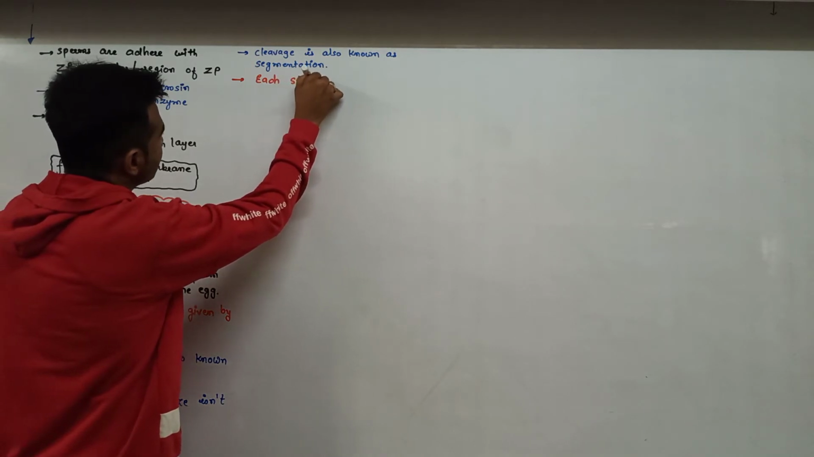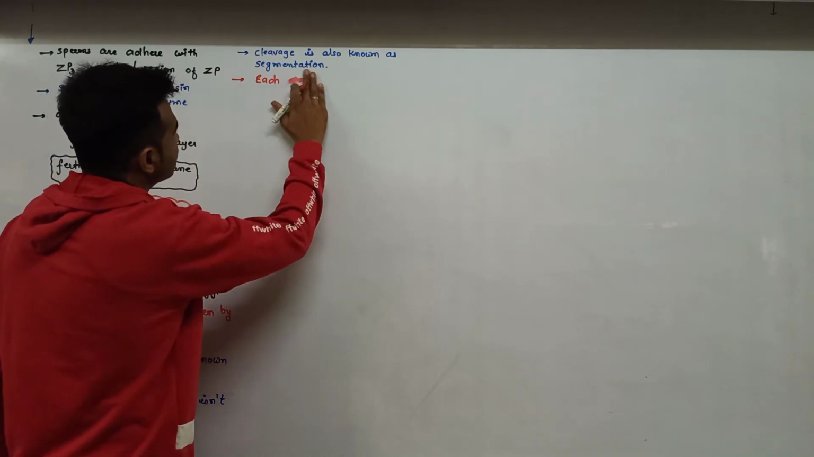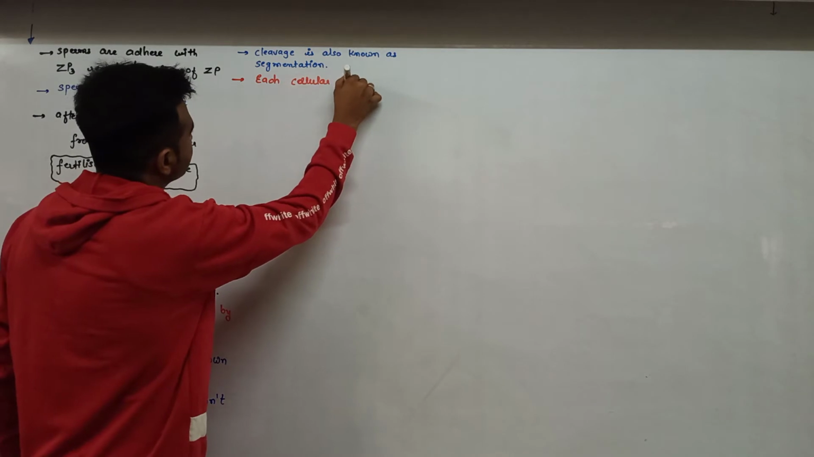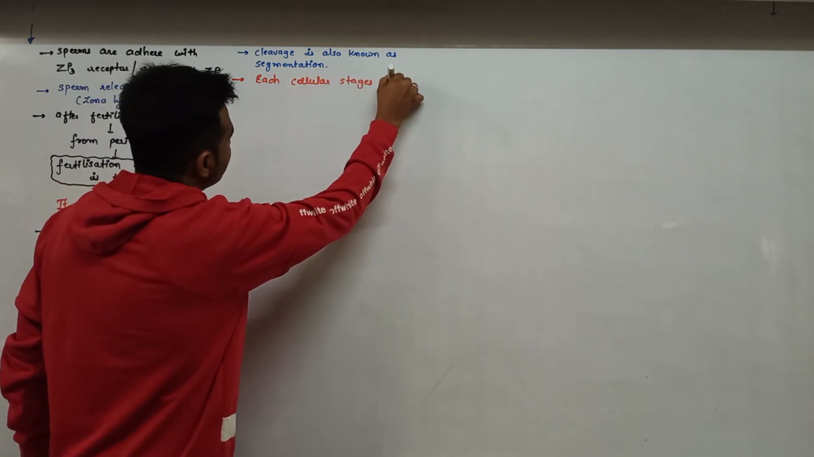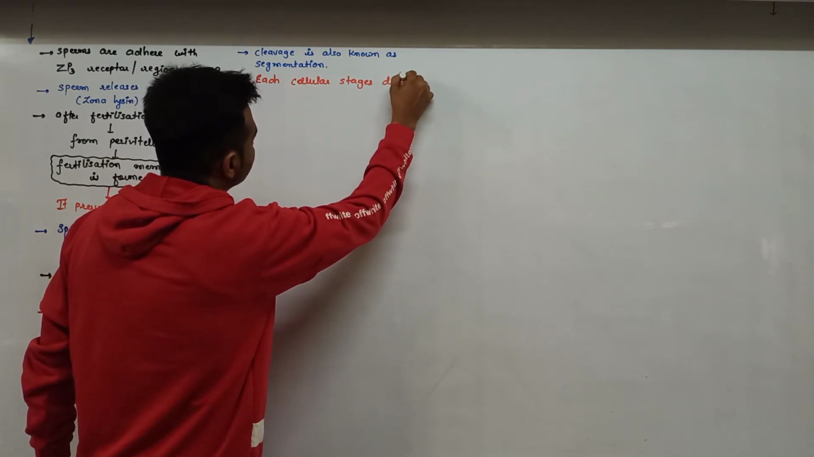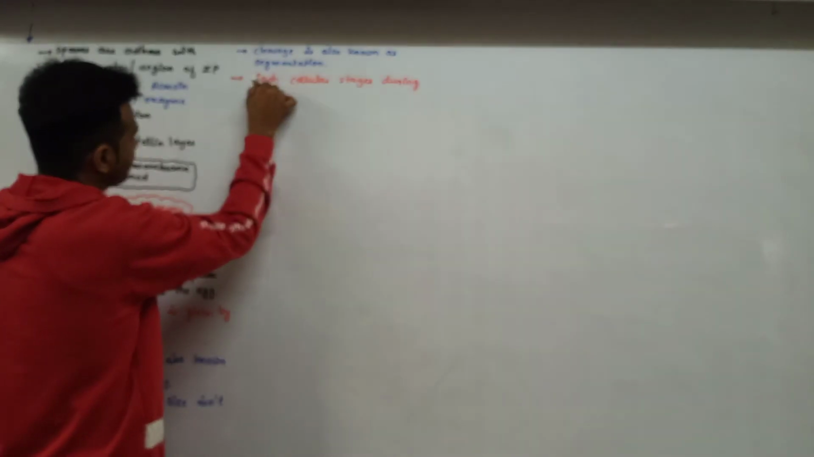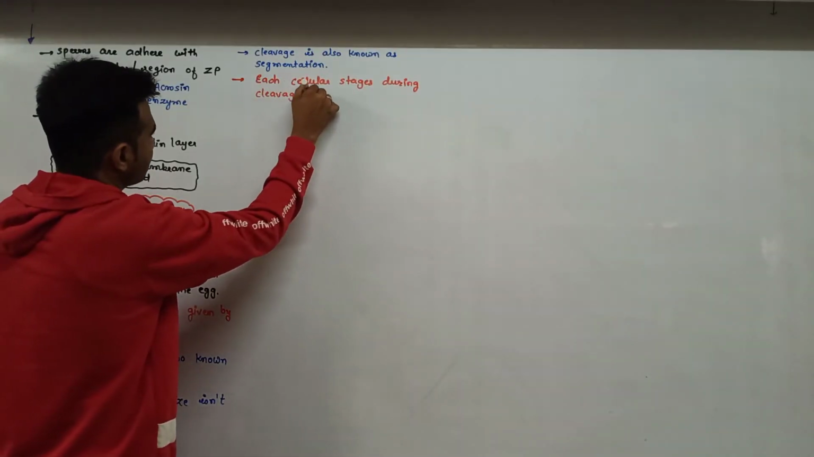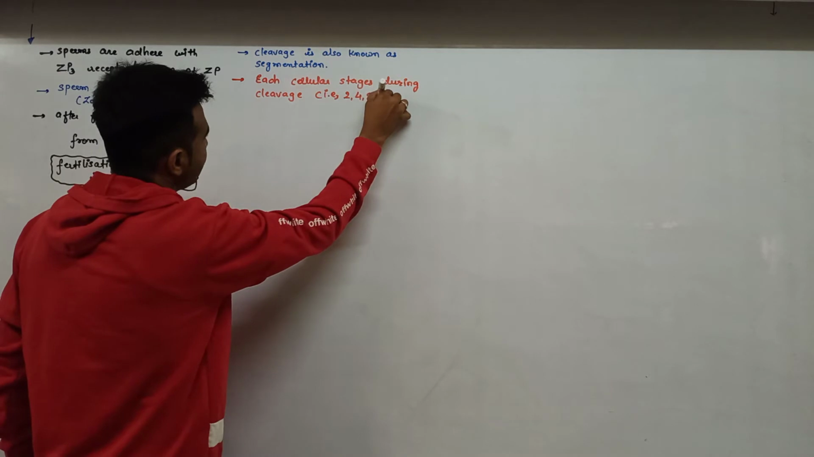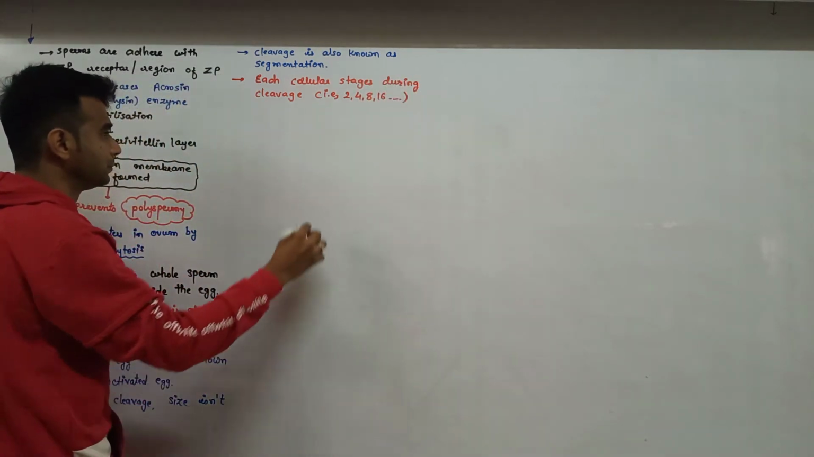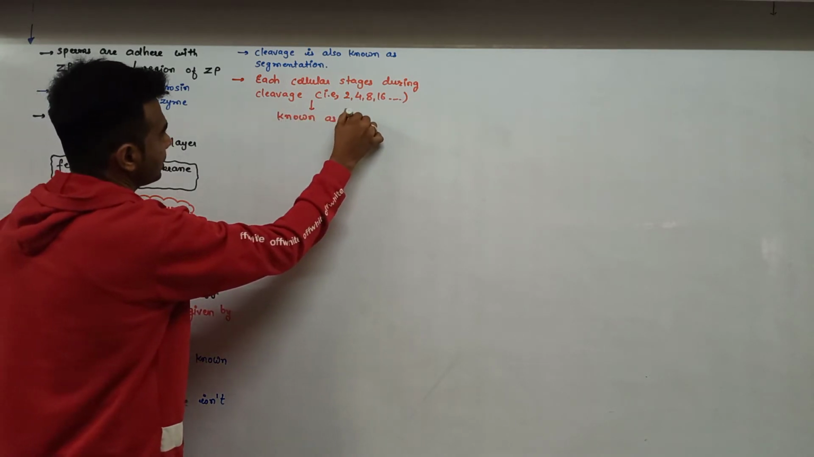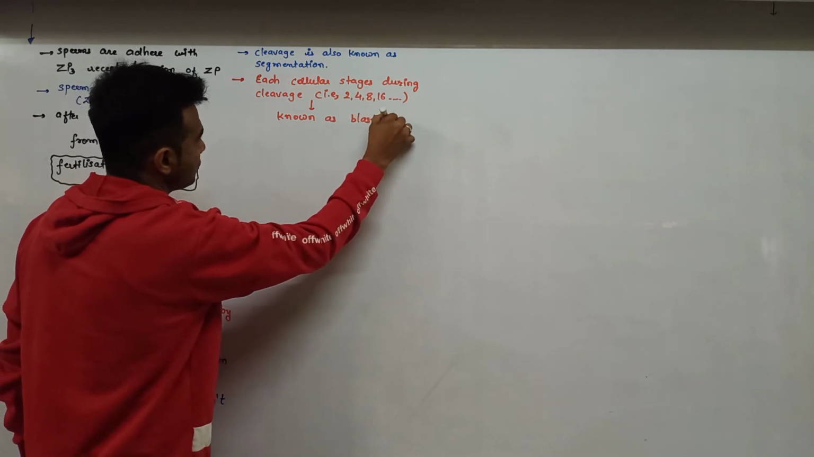Each stage, each cellular stage during cleavage, that means 2, 4, 8, 16 like that, is known as blastomere.